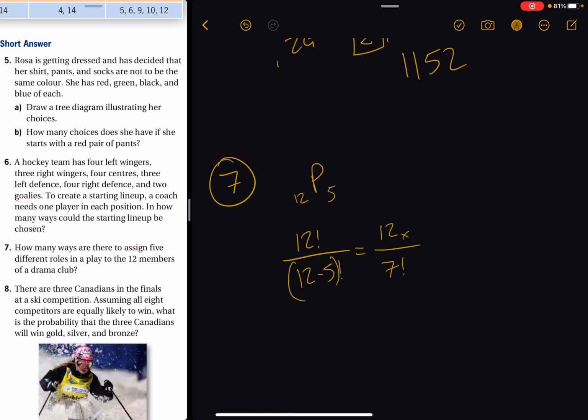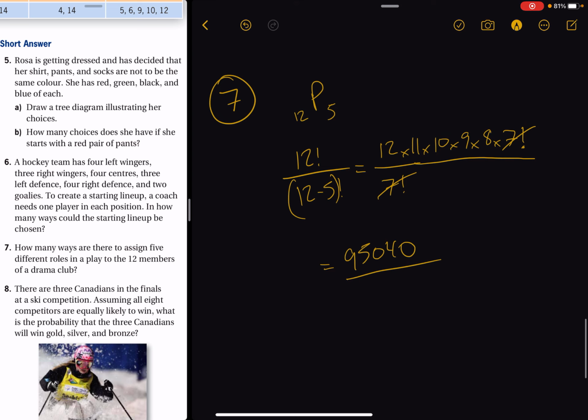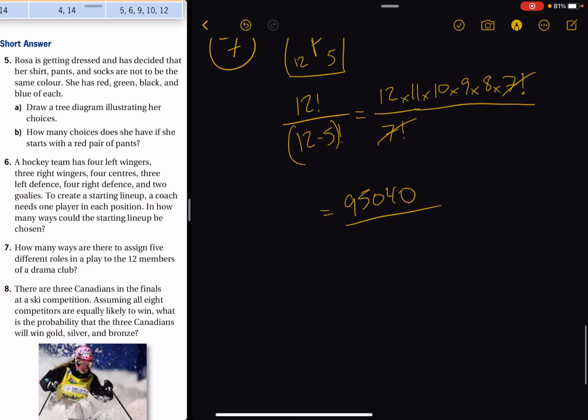12 factorial is 12 times 11 times 10 times 9 times 8 times 7 factorial, right? We cross out the 7 factorial, and we end up getting, we'll do the math right now, 12 times 11 times 10 times 9 times 8, which is equal to 95,040. And you could just put this into your calculator.